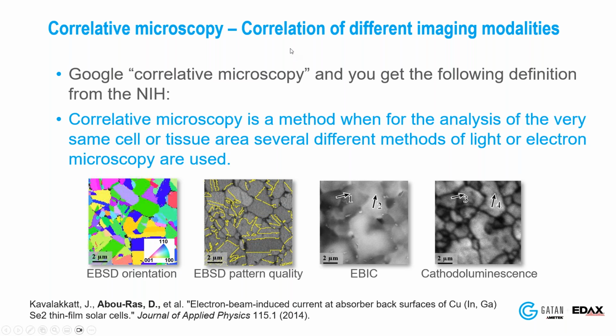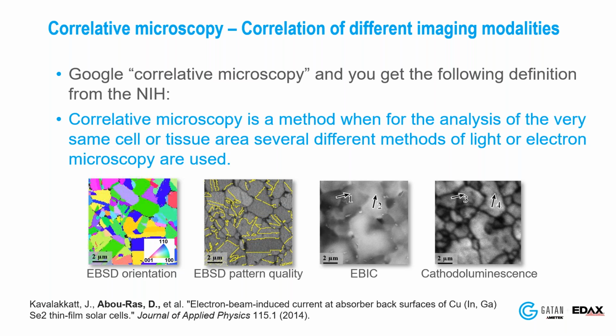If you look up the word correlative microscopy on Google, I found this nice statement that comes from the National Institutes of Health in the United States. It says, correlative microscopy is a method for the analysis of the very same cell or tissue area. Several different methods of light or electron microscopy are used. Now, I don't look a lot at cells or tissue areas, but we can use it to look at microstructure.